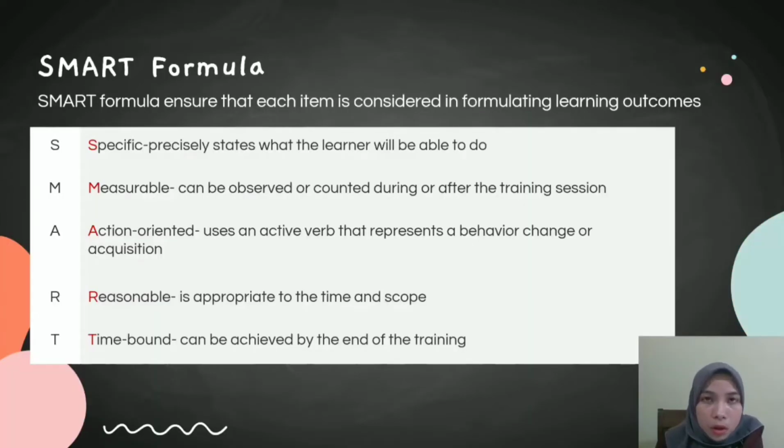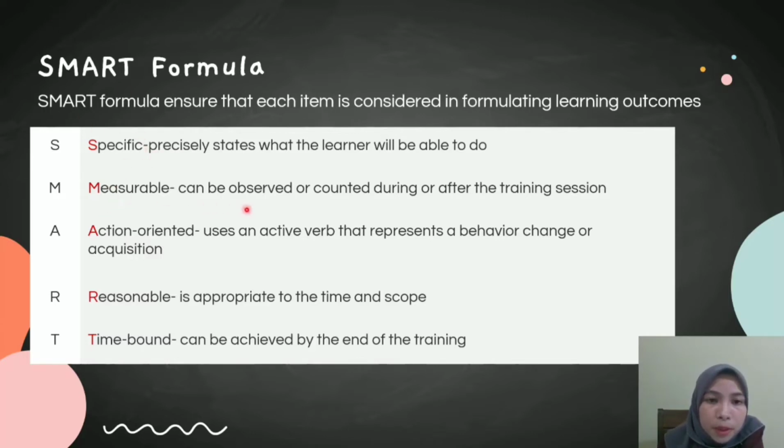So, to write learning outcomes, it must follow the SMART formula. So, what is the SMART formula? The SMART formula ensures that each item is considered in formulating learning outcomes. This table shows the SMART formula. S is for specific. Specific here means that it precisely states what the learner will be able to do.